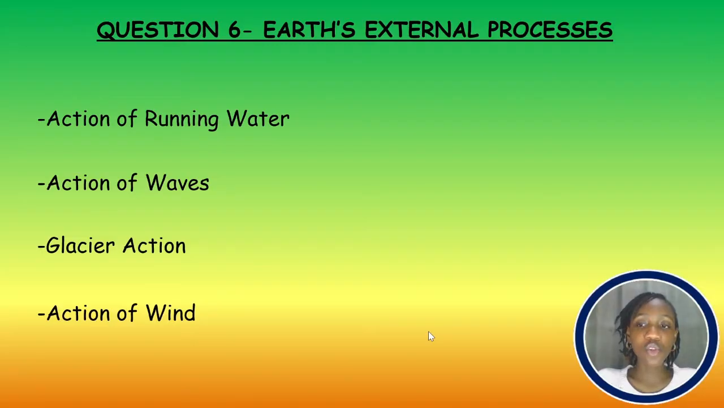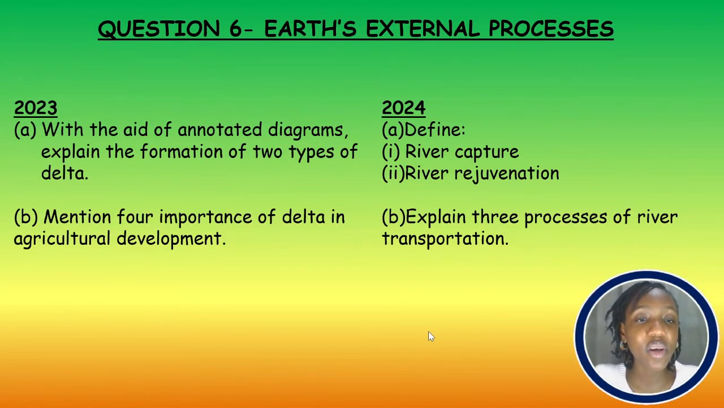So knowledge of this topic won't only help you answer question 6, but it's also going to help you in your mark book, whether it's objective or even question 1, as we are going to see in practical geography. Now, as you can see in the years 2023 and 2024, these are questions under Earth's external processes based on the action of running water. They asked about the types of delta, which you just mentioned is a feature of the lower course of a river. While all these ones, they're asking you to define river capture, river rejuvenation. River capture is also a feature of the upper course of a river along with waterfall that we mentioned earlier. So this chapter is in the textbook. You can read more on it.